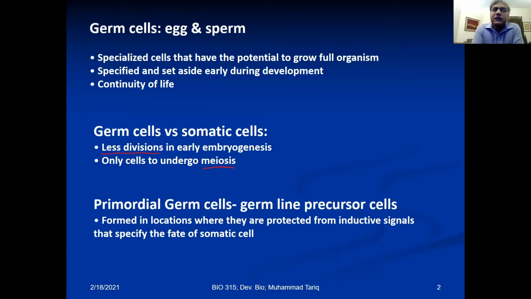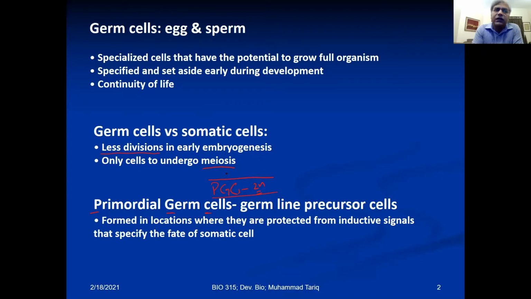Now, the point is, who are the original cells which contribute to development of these specialized cell types? These cells are called PGCs, primordial germ cells. These are basically originally diploid cells, and these are germline precursor cells. And these PGCs are formed at a very specialized location within the developing embryo.